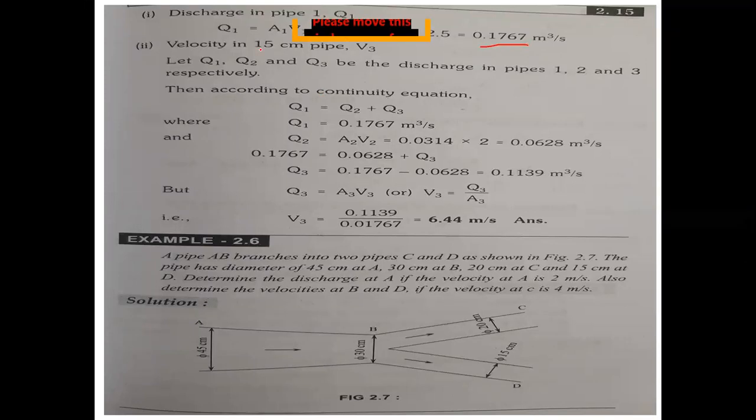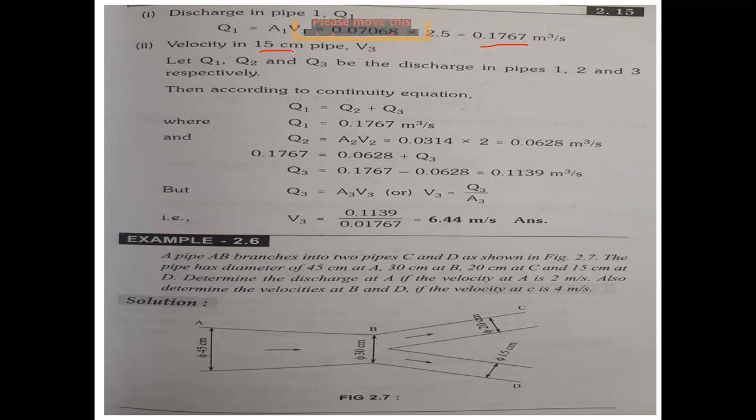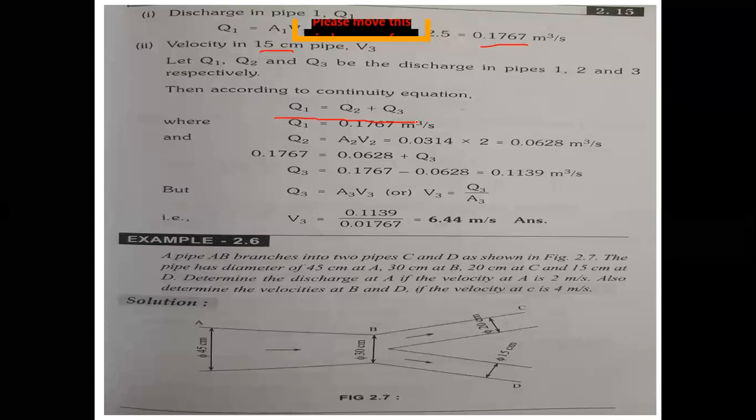Next, we have to find the velocity of the 15 centimeter pipe. Now let Q1, Q2, Q3 be the discharges at points 1, 2, 3 respectively. Then according to the continuity equation, Q1 is equal to Q2 plus Q3. We have derived this in the continuity equation. This is a mandatory thing. Therefore, Q1 is equal to 0.1767.